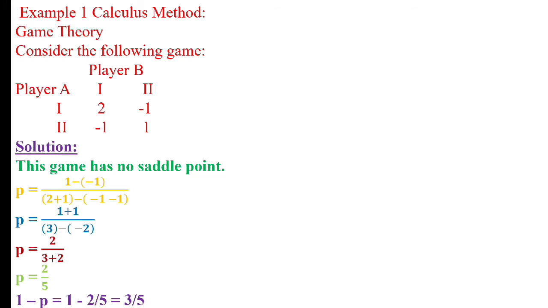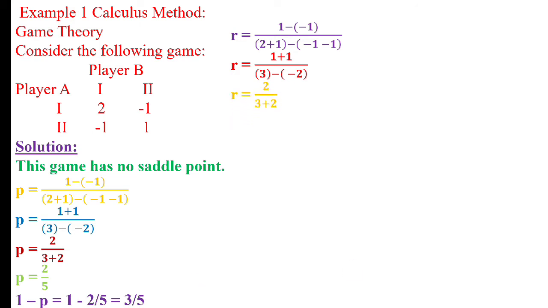This is the other one. Come to R: 1 minus minus 1, so 2 plus 1 minus minus 1; this calculation method will be followed. Simplify: 1 plus 1 divided by 3 minus of minus 2. So R equals 2 by 3 plus 2, therefore 2 by 5. 1 minus R is 1 minus 2 by 5, which equals 3 by 5.